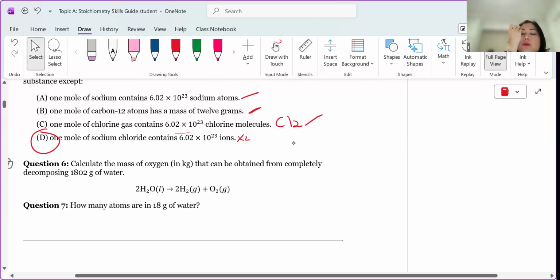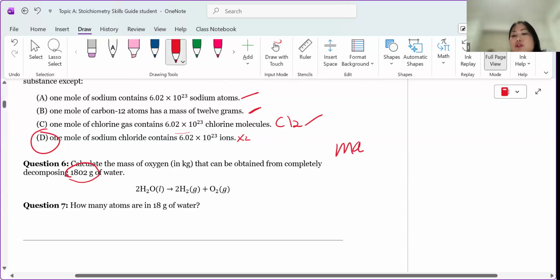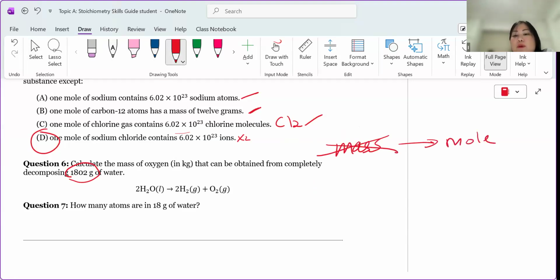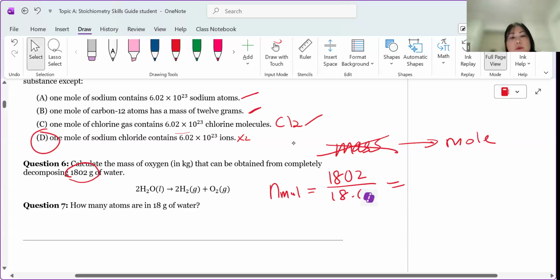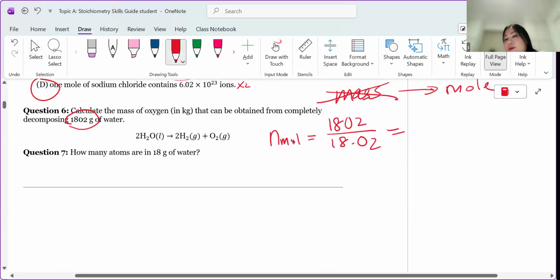So what we will do is take that as the amount that we have. Remember, number of moles. Mass is not useful in chemistry, so whenever we get mass, the first thing is to find moles. So we will find moles. Moles is equal to mass over MR. So we take the MR as 18.02. So it's about 18.0. So it's about 100 moles.